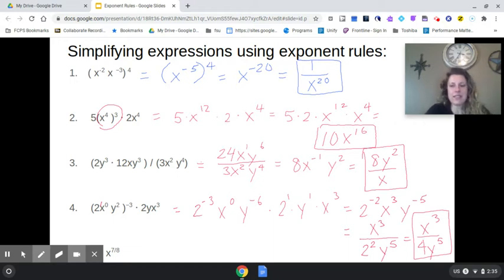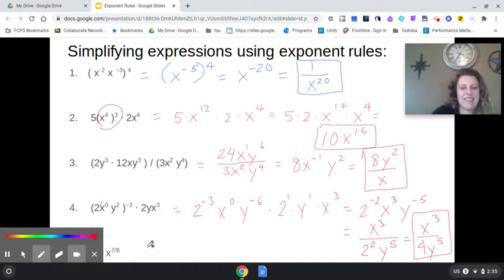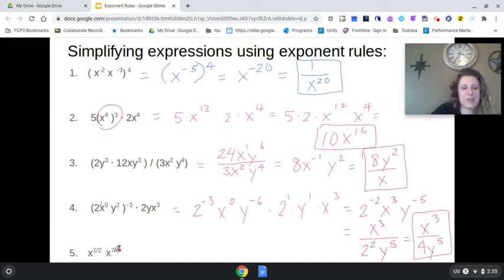So final answer, x to the third divided by 4 times y to the fifth. Okay, that last example, we can't really see it. It says, there we go, x to the 1/2 times x to the 7/8. Again, since we're multiplying those two, I would have to add the exponents together. Be careful because when you add fractions, we need a common denominator. So our denominator would be 8. So I'm going to change this 1/2 to 4/8.